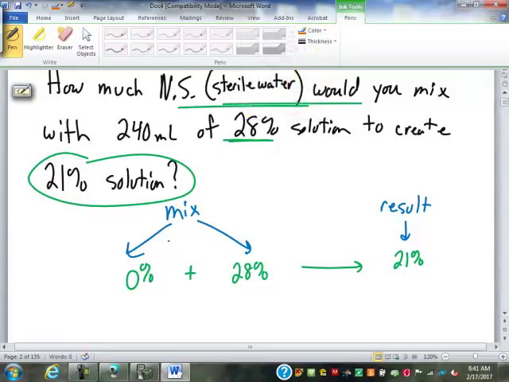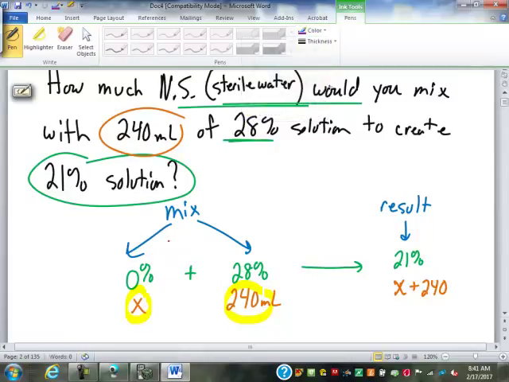Looking at our amounts, we have 240 milliliters, which describes which one of those? 28. Good. Which one should we let be X? Well, we're asked to find how much what? Water. That's the amount of the 0%. So then the amount of the 21% is going to be how much? Perfect. We're going to add together these two amounts to get the total amount. So it's X plus 240.